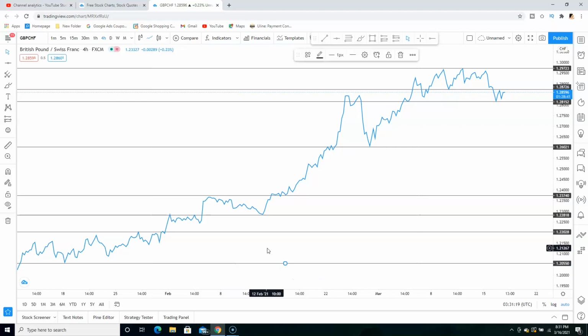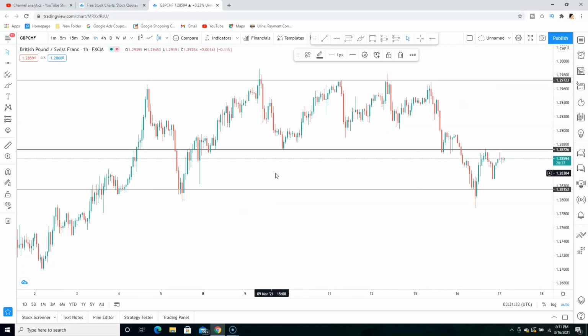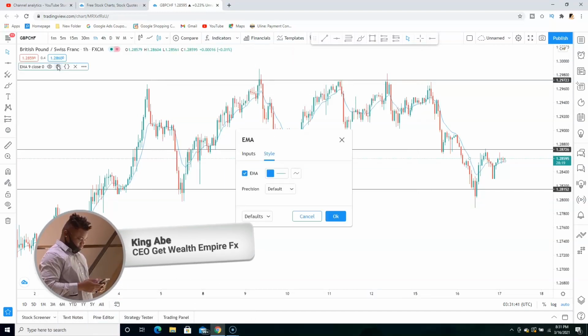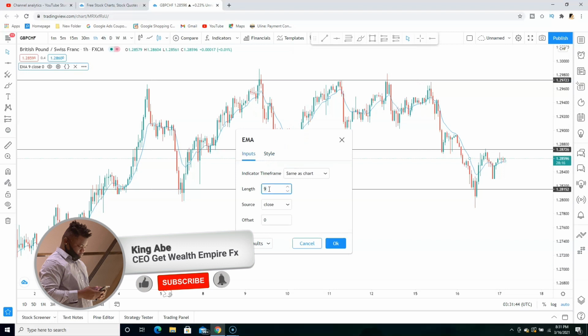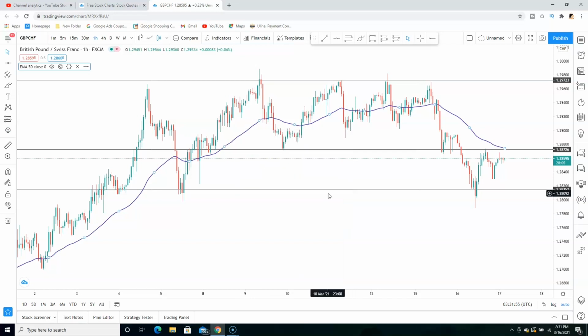When you're drawing your support and resistance zones, you're only looking for rejections for your resistance and rejections for your support as well. Now that you have your zones marked up, you go back to the 1 hour time frame, and we're going to add the 50 EMA right here. Click on moving average exponential, and change the settings. We change the length to 50, and for the style you can use whatever color you want. I'll just use this one, and once you're done, you click OK.